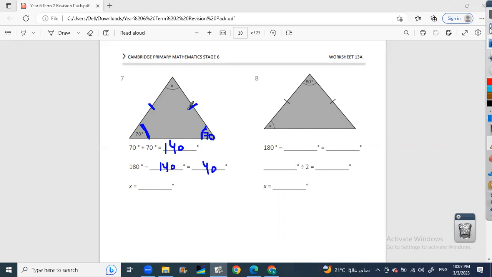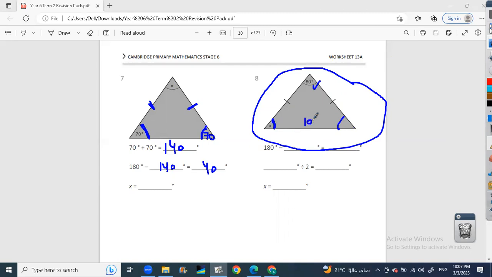Again, this is an isosceles triangle. You see these 2 small lines? It means that these 2 sides are equal, which means that these 2 angles are also equal. This one is 80. Then what is left for the other 2 angles? What's left is 100, because I know that the whole thing is 180 degrees. This one is 80, then the other 2 together must be 100.